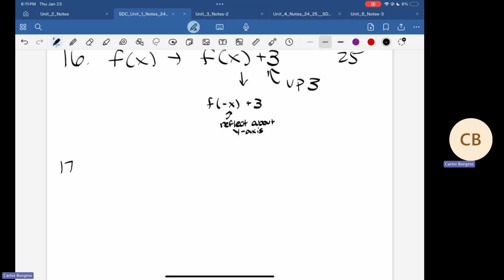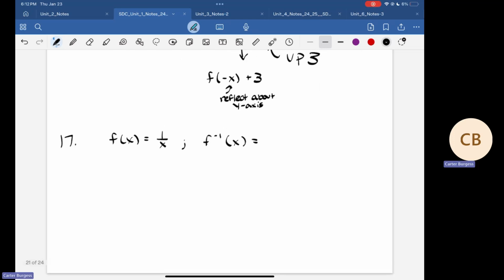Okay, number 17. We are asked to find, or really confirm, but find the inverse function. So here, we'll write this a different way. We're told that f of x is equal to 1 over x, and we are trying to find f inverse of x. All right, so the way we do this, inverse functions, not too crazy. We are going to take our x's and our y's, and we are going to swap them. So instead of y equals 1 over x, we have x equals 1 over y, and we're trying to solve for y.